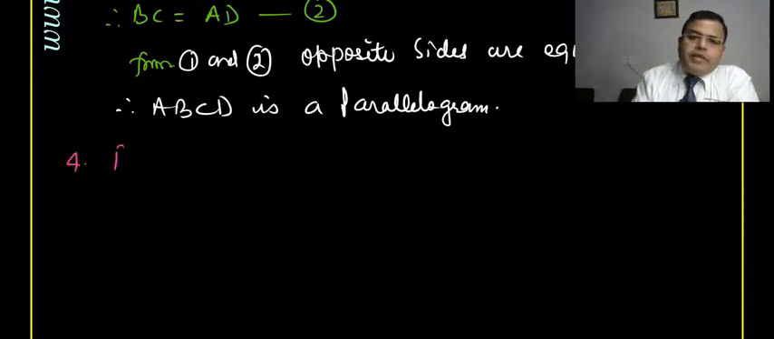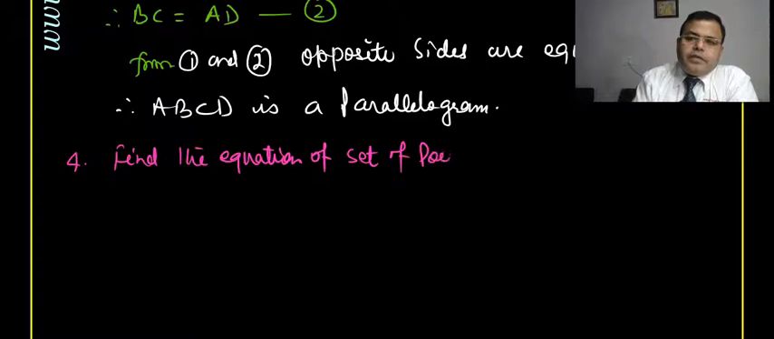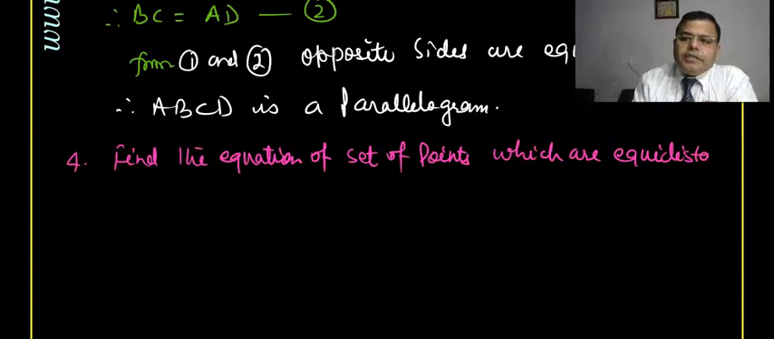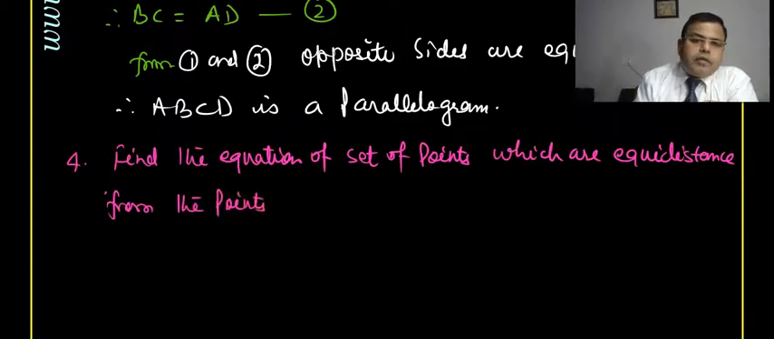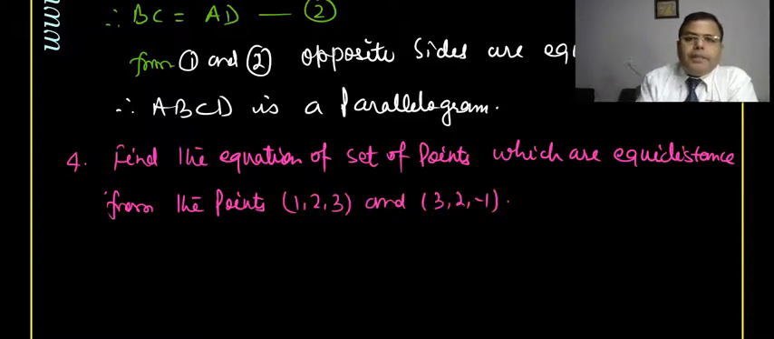Now there is question number 4. Find the equation of the set of points which are equidistant from the points (1, 2, 3) and (3, 2, -1). Okay. Now the solution.